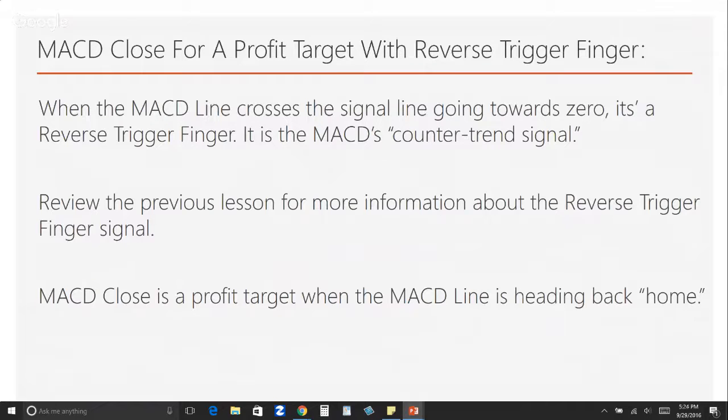So the MACD close, here's the third example: MACD close for a profit target with a reverse trigger finger. You remember the reverse trigger finger from a previous lesson. When the MACD line crosses the signal line going towards zero, it's a reverse trigger finger. It's the MACD's counter trend trade signal. All right, so you can review the previous lesson for more information about the reverse trigger finger. If you missed it, you'll find the recording there. The MACD close is a profit target when the MACD line is heading back towards home, back towards zero.